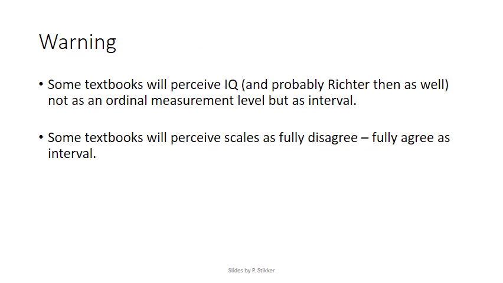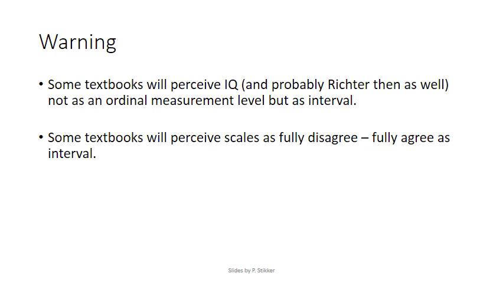Some textbooks will actually see numeric ordinal variables such as IQ or the Richter scale as an interval variable and not so much as an ordinal variable. The same goes sometimes for those fully disagree and fully agree scales. If I would have a 5-point scale, most would still consider that ordinal, while if we would have a 12-point scale or even a scale of 100, then it might be considered an interval scale.